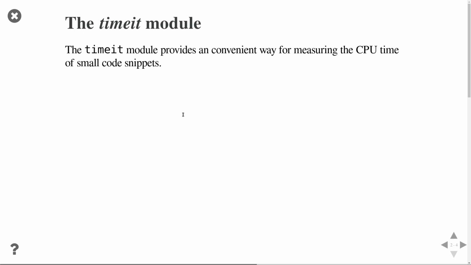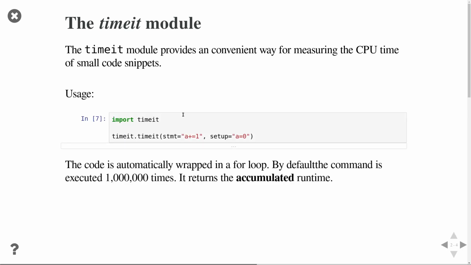There's a module called timeit that makes it more convenient to measure the CPU time of small code snippets. The usage is very simple. You import the timeit module, and then you call the timeit function in it, and it takes 2 arguments. It takes the statement that you want to have benchmarked. In this case, it's just the increment of a variable a. And then you can pass in a setup argument that tells how the variable a should be at its starting point.